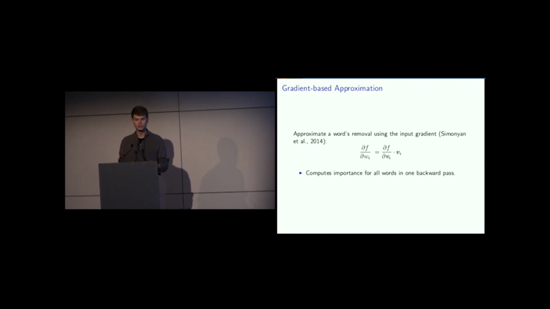So the most common way to do interpretation is probably using the input gradient. Essentially what I do is I backprop from my classifier f into the word vector v, and then I multiply that gradient by the word vector itself. This gives me a final importance value for each word, and I can do it in a single backward pass of the model. So we'll use this gradient approximation in all of our experiments.